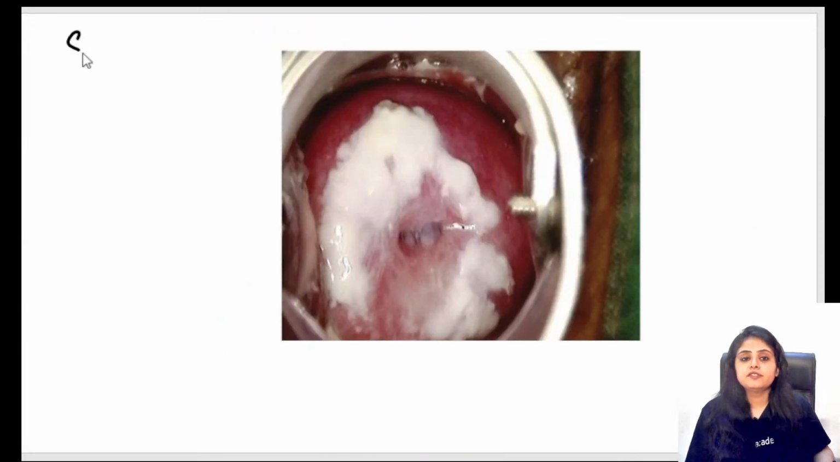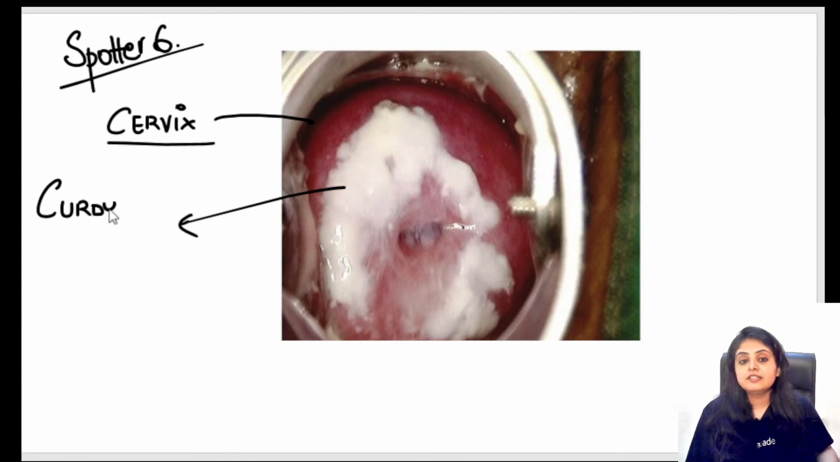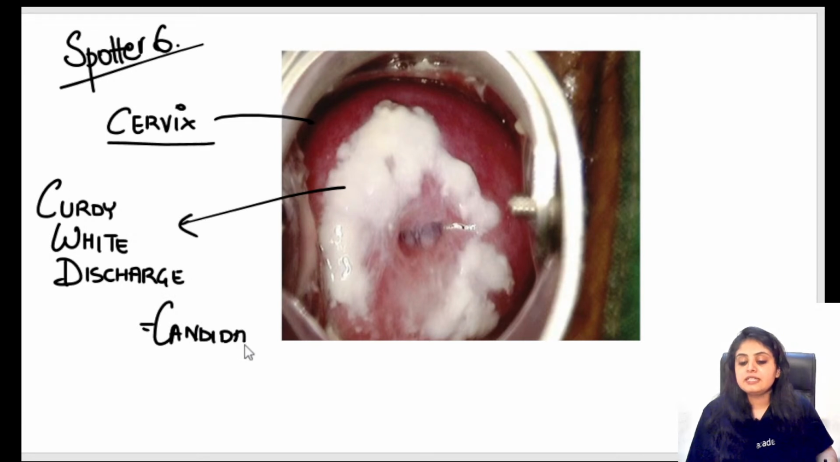Spotter number 6 is first a clinical picture, and then we'll go on to the corresponding pathology picture. So what is this? This is the colposcopic view. This is the cervix that is being seen, and as soon as we see the cervix, I can see that there is what? Okay, everyone started giving answer. You call it candida. Why did you call it candida? Because the kind of discharge that you see is a curdy white discharge. So as soon as you see this curdy white discharge, coming to everyone's mind is candida, right?